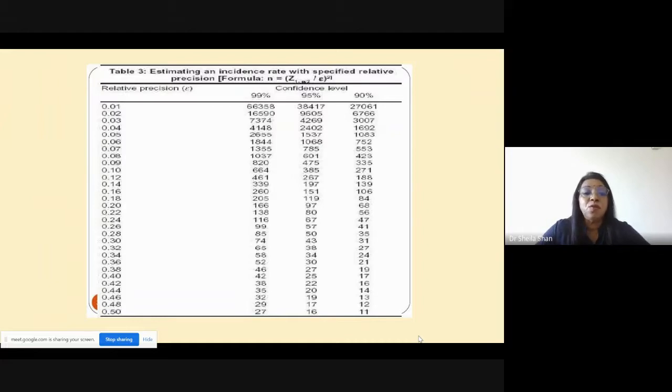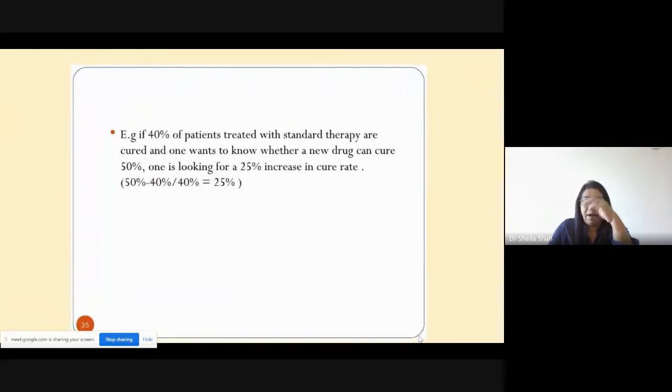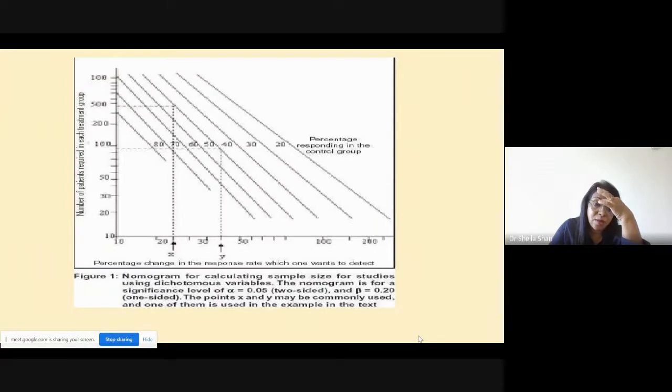Or when you have the sample, you look at the sample and then you can know how confident you are with your study. So if you take 1,600 patients, you're only 90% confident with relative precision. How precise? 0.03. So you can use a table. It's nothing wrong. Another one is a nomogram to calculate the sample size. This one I won't recommend. This one you can look at here.